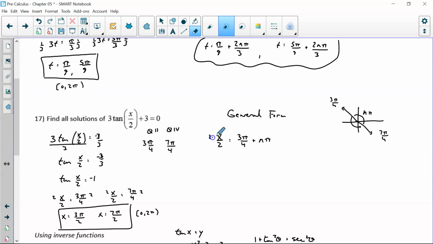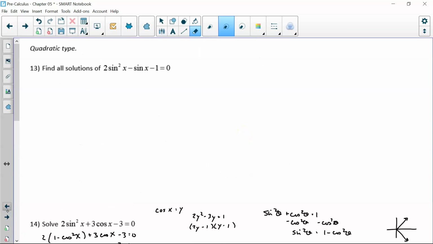Now multiply everything by 2. x equals 3 pi over 4 times 2, which is 3 pi over 2, plus 2n pi. We had to multiply everything by 2. There's our solutions for general form, because adding that n pi included our 7 pi over 4. So there's both of our solutions.